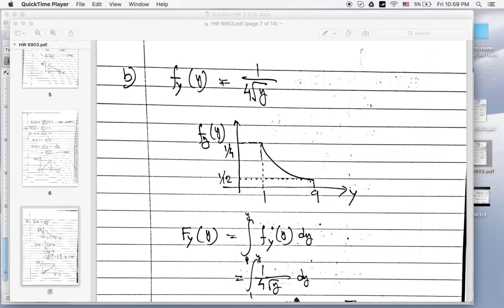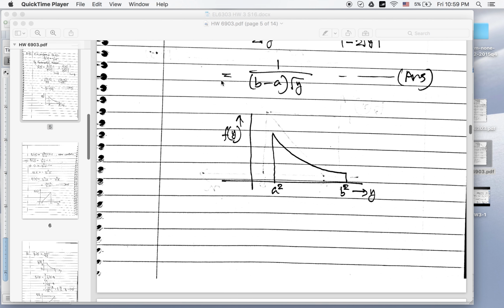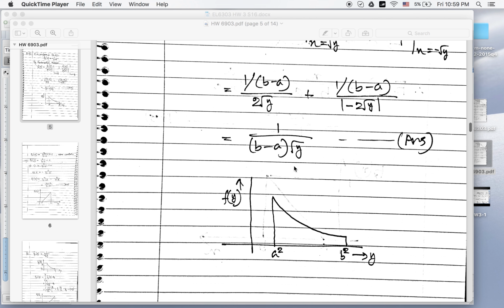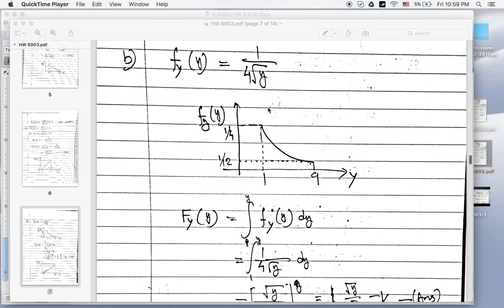Now for the second part, a equals minus 1 and b equals 3, we have already found out fy equals 1 by b minus a by root over y. So we put the values of a and b and get f of y equals 1 by 4 root over y, and this is the diagram where y is from 1 to 9, and at 1 the f of y is 1 by 4, and at 9 its value is 1 by 12.